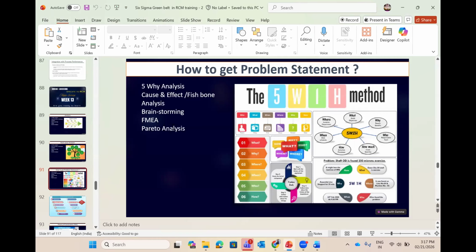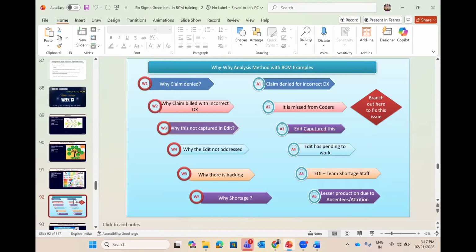So I'm taking you to one more slide here. See this one, I did some example. I will take a scenario of why the claim is denied. The answer: claim denied for an incorrect diagnosis. Next question: why was the claim billed with an incorrect diagnosis? It was missed by the coder. Or whatever the answer may be, we have to branch it out. I'm taking this as a branch: missed by the coder.